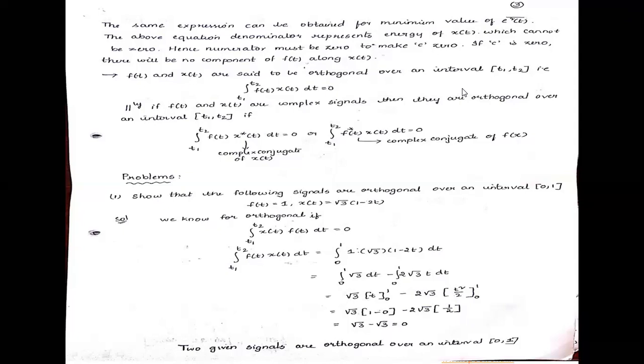Let us take one example. You see here, one example is there. Show that the following signals are orthogonal over an interval of 0 to 1.